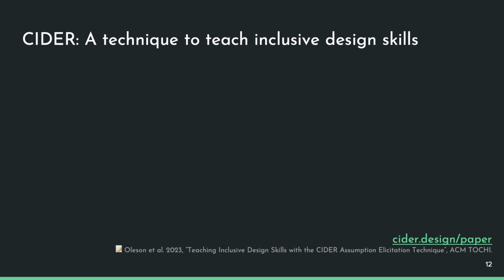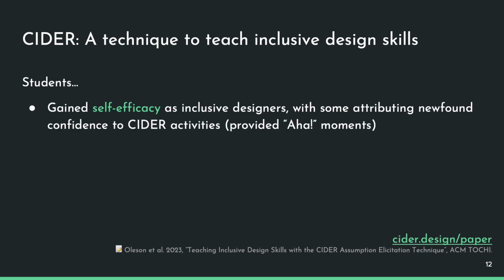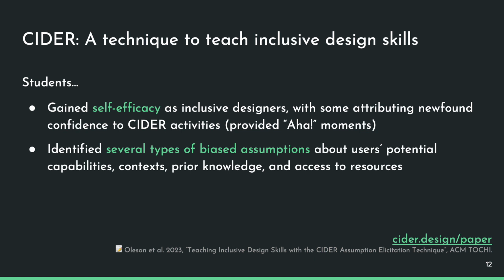So what we found was that many of these students gained self-efficacy as inclusive designers, with some attributing their newfound confidence to the CIDER activities themselves. Some said that these activities provided aha moments, revealing design bias in everyday objects and helping them see how a design that works for one person might exclude another. Students in the course also identified several different kinds of biased assumptions that were embedded in designs, including those about capabilities, context, prior knowledge, and access to resources.